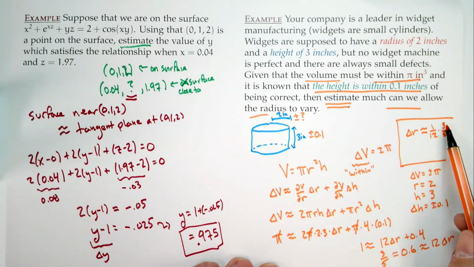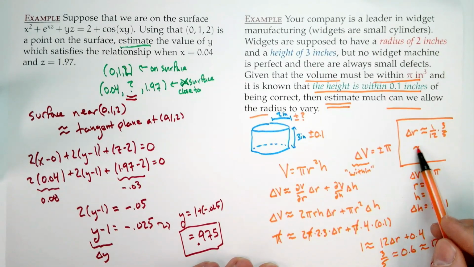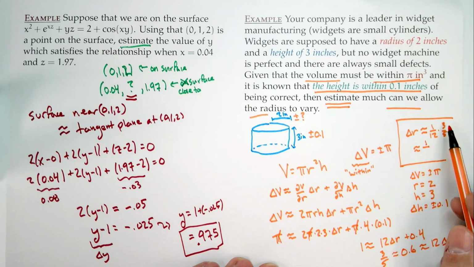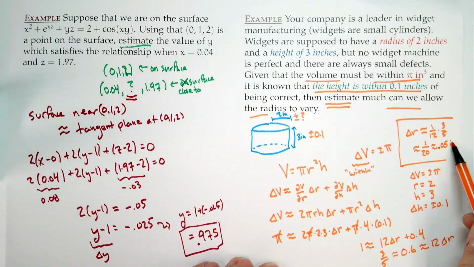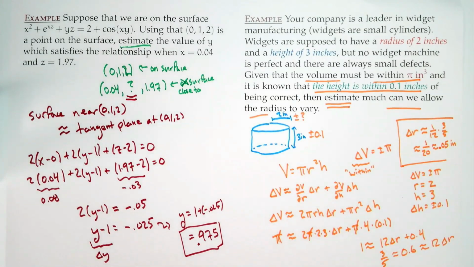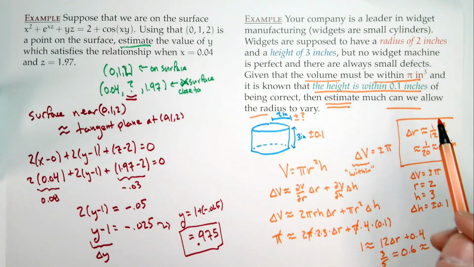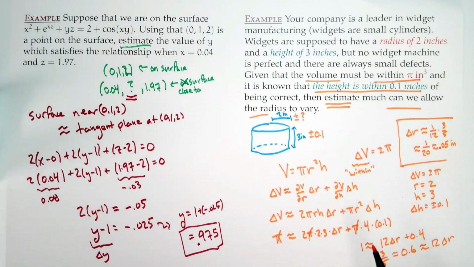Well, if you divide, 3 goes into 12 4 times, so 1/20, or 0.05 inches. Which means that if our height can vary by as much as 0.1 inches, our radius is only allowed to vary by 1/20, 0.05 inches. So 1/10 of an inch versus 1/20 of an inch. And that's it. Now, is that exact? No, but it's a really reasonable estimate.